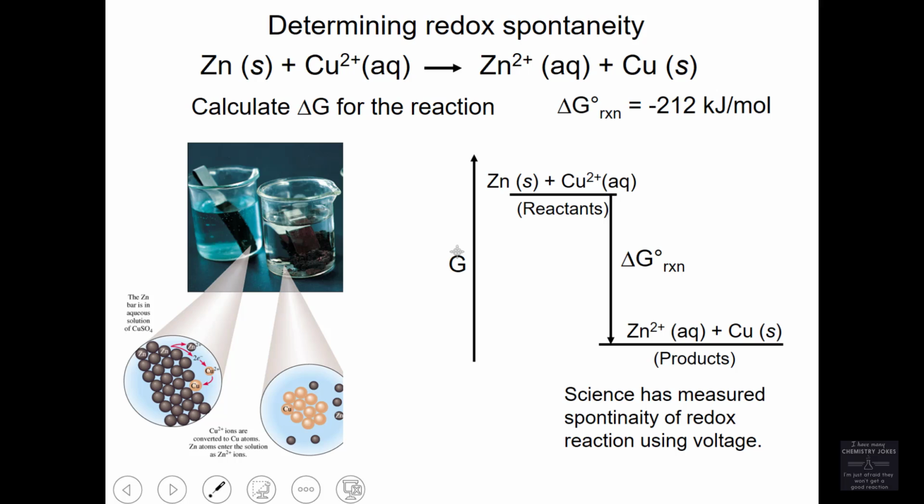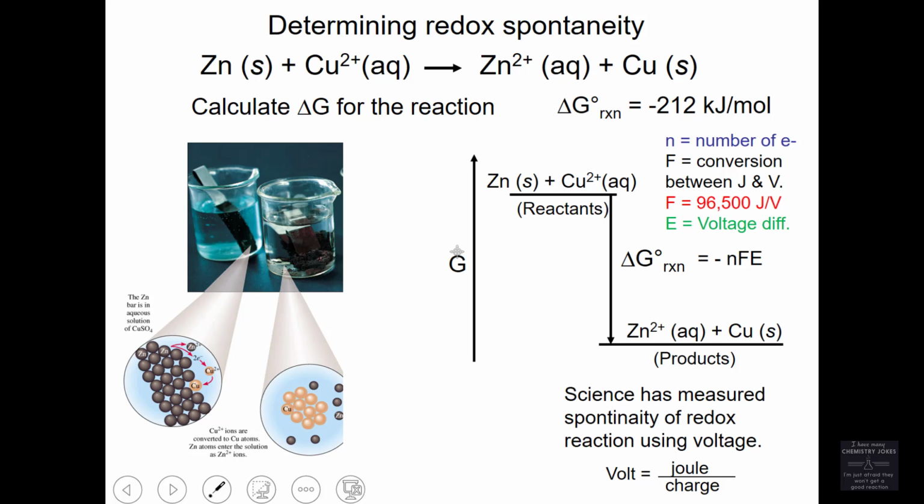As I said before, electrochemistry is where we can get some useful energy out of the reactions we've been discussing. Scientists measure this useful energy in voltage. A volt is a joule over a charge. The delta G equation that relates voltage and spontaneity is delta G = negative NFE, where N is equal to the number of electrons. There are 2 electrons exchanged in that reaction. F is Faraday's constant. It converts between joules and volts. And then E is the voltage that is measured over that reaction.